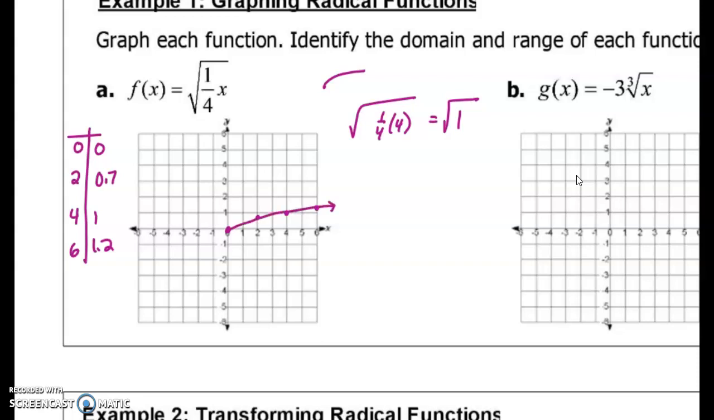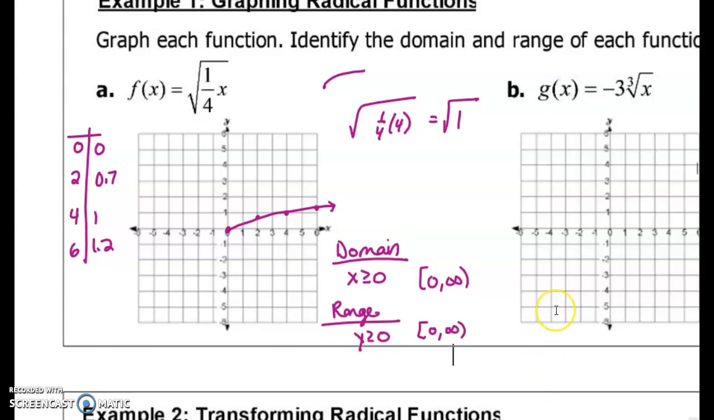looks like this. Now, it also wants us to identify the domain and the range. The domain of this graph starts at 0 and then moves forever to the right. So the domain is x is greater than or equal to 0. And the range starts at 0 and then goes up forever. So the range is y is greater than or equal to 0. If you did set notation, then you could do from 0 to infinity for both of those.